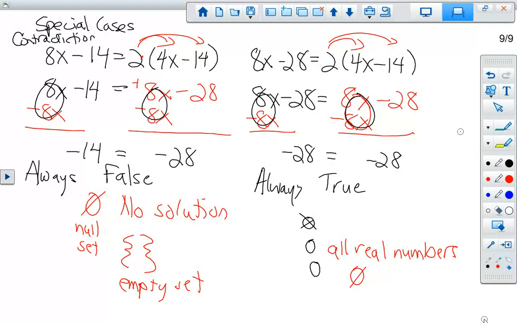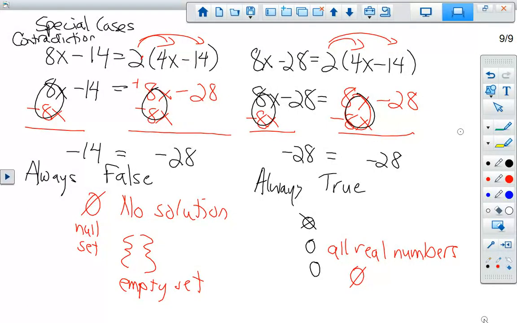This right here is sometimes true. It's true when x is equal to exactly negative 14 over 3, and that's the only time. It's not true if you put a negative 4. It's not true if you put a 10. That's how you should think about it.